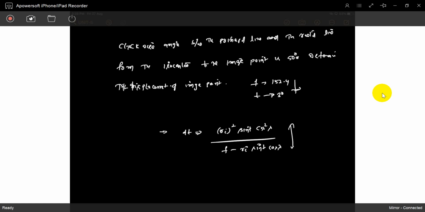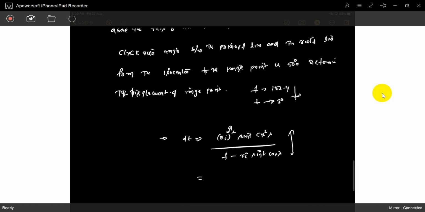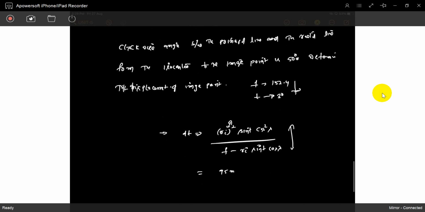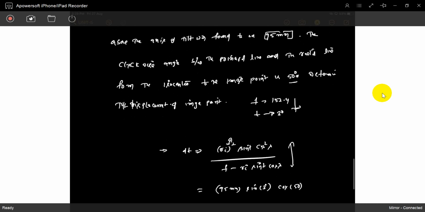So we extend this to at least one class. For one class this is sufficient. No need to discuss this proof. Okay, so see, this is the radial distance of that point. What he gave is 95 mm, sin t is 3 degrees, and cos 50 he gave it is there.